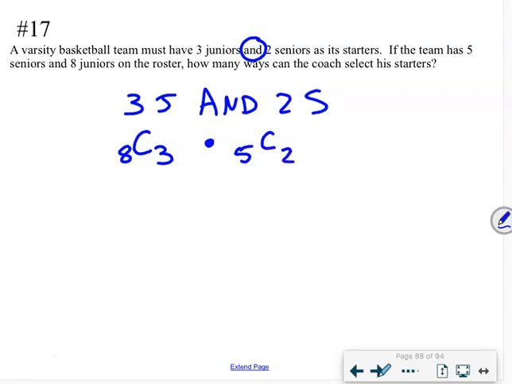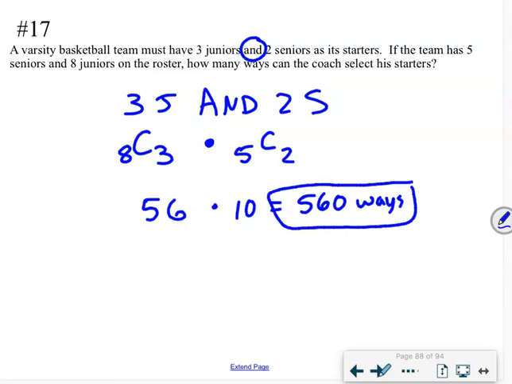So we have 8 choose 3, which we just said before was 56. If you do 5 choose 2 in your calculator, you end up getting 10. 56 times 10 is 560 different ways that we can pick the starters. So there were 5 seniors to pick from, we chose 2. There were 8 juniors to pick from, and we chose 3.